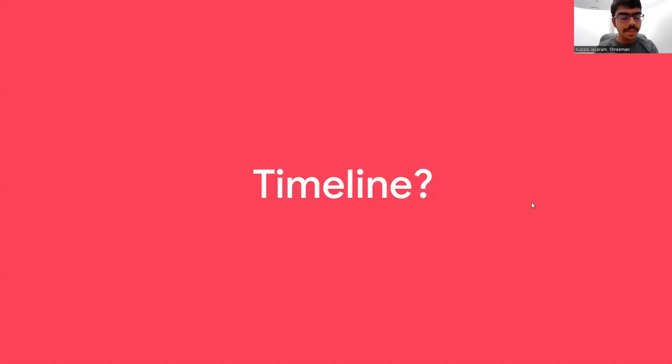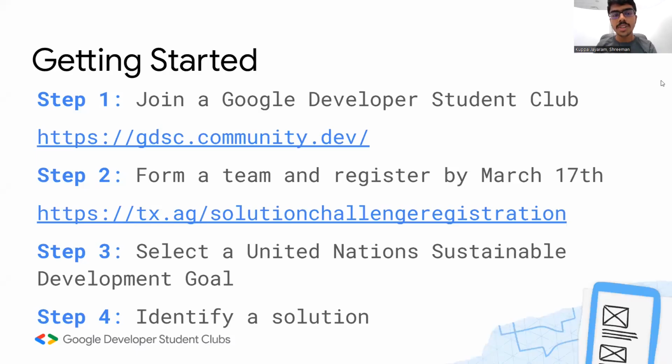But back to the solution challenge, I wanted to tell you all the general timeline and general steps. You might be asking yourself, how do I get started? What's the timeline? What's the next step that I need to take? So the first step is to join a GDSC community. To join GDSC at Texas A&M, you can either join our Slack or our mailing list, or come to our events.